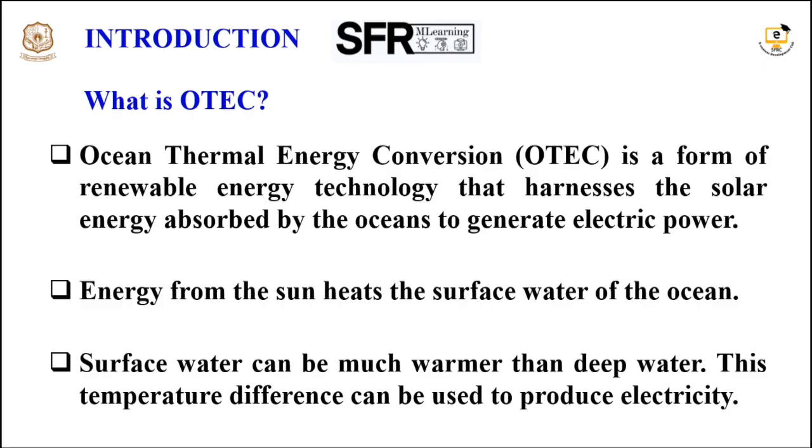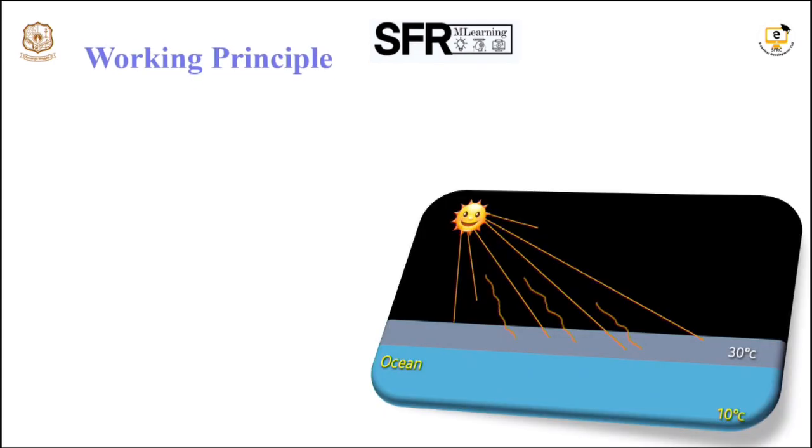So what is OTEC? It is a renewable energy technology that uses the temperature difference of the ocean to generate clean and reliable electricity. Generally, energy from the sun heats the surface water of the ocean, and the surface water can be warmer than the deeper water. This temperature difference is used to produce electricity.